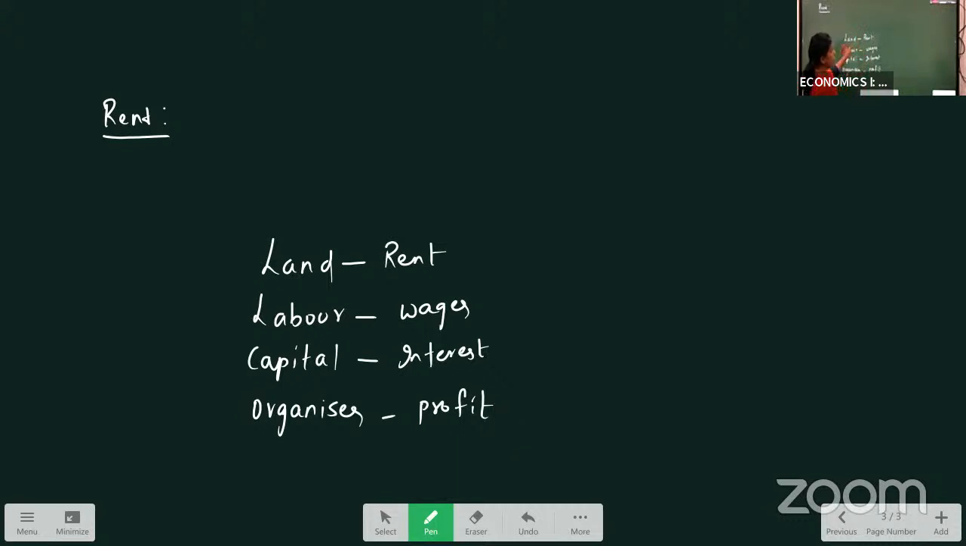So now in theories of distribution, we are going to study rent, wages, interest, and profit. Rent is the reward which is paid for land. Wages are the rewards which are paid for services of labor. Interest is the reward which is paid on capital. Profit is the reward which is paid for the services of the organizer. We are done with wages. Wages are divided into two types, money wages and real wages. Again, in money wages, we have time wages and piece wages. Now let us discuss the other concepts: rent, interest, and profit.